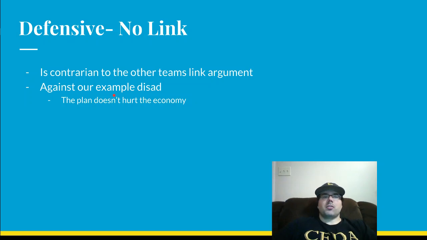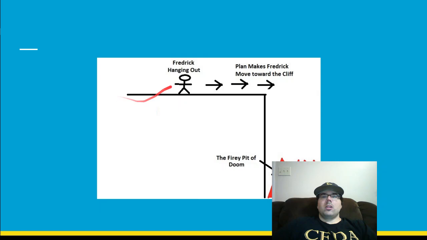The next type of defensive argument is a no link, and it is simply contrarian to the link argument made by the other team. So against our example about the economy, the plan doesn't hurt the economy. That would be a simple no link argument. So a link argument would argue that Frederick would move this direction. A no link argument says, nope, there are no arrows, this doesn't exist, Frederick doesn't budge. He won't budge because the plan doesn't make him go this way.